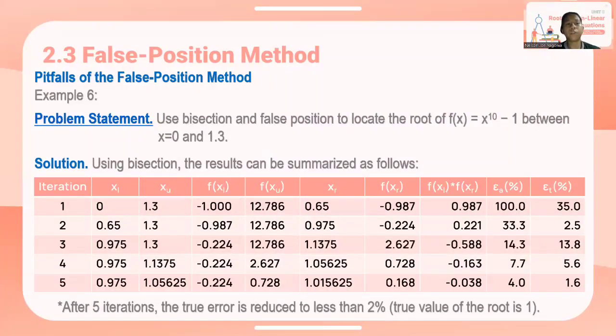The pitfalls of the false position method are shown in example 6. The problem statement is: use bisection and false position to locate the root of the function of x equals x to the 10th power minus 1 between the values of x equals 0 and 1.3.